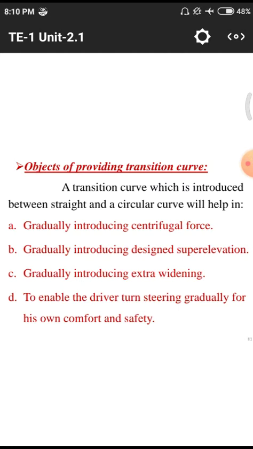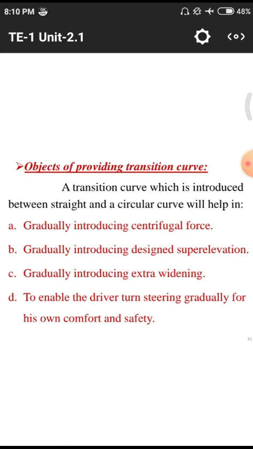Next, gradually introducing extra widening. While we are traveling on radial curves, whenever we need to overtake the vehicles in front, we need some extra space to overtake them, so we require some extra widening of the road. This is gradually introducing extra widening.